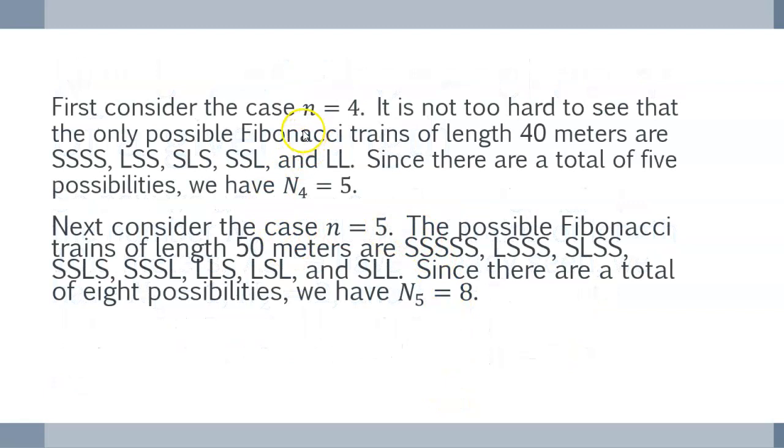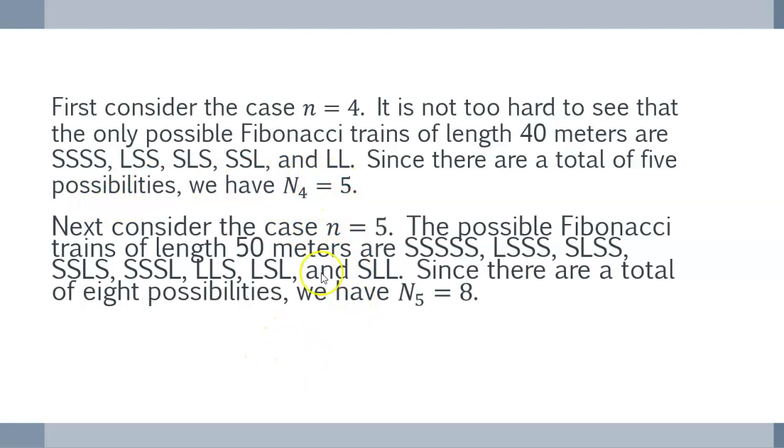So now let's consider little n equals 4. These aren't too hard to evaluate. So this would be a Fibonacci train of 4 meters. And in this case, it turns out there are 5 possibilities, not 4. The possibilities are all short cars, or you can have a long car and 2 short cars, and the long car can be in any of 3 possible positions. So you have LSS, SLS, and SSL. And finally, you have one other possibility, and that's LL, 2 long box cars. So that's a total of 5 possibilities, so N4 is 5.